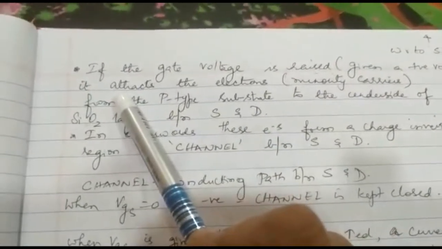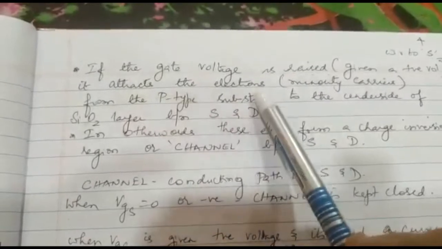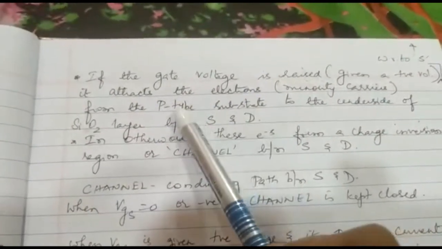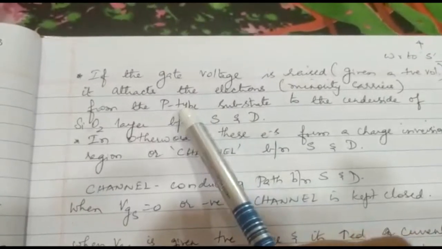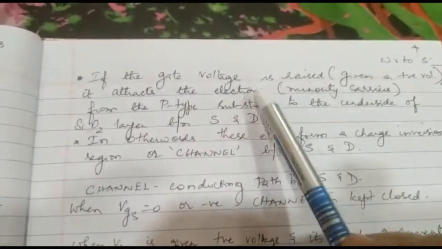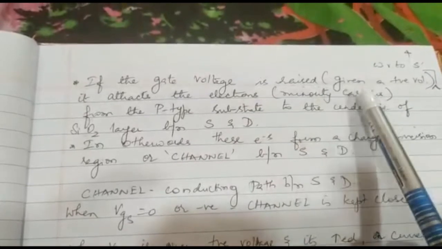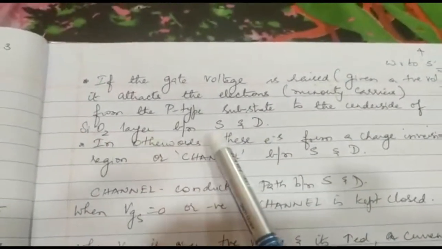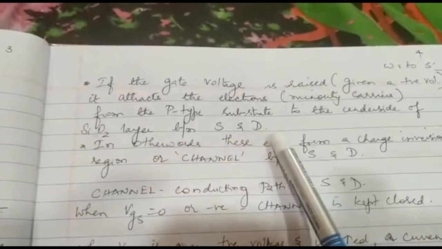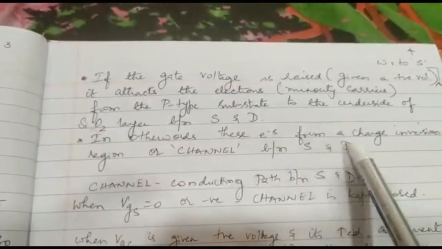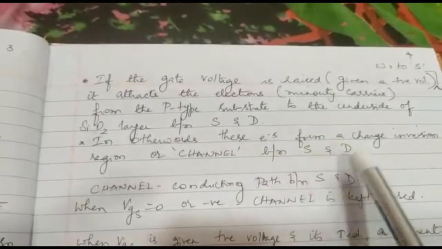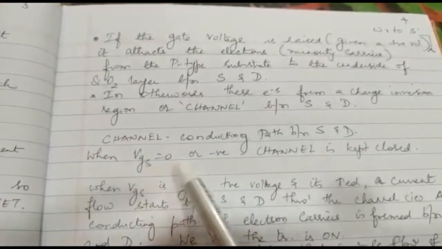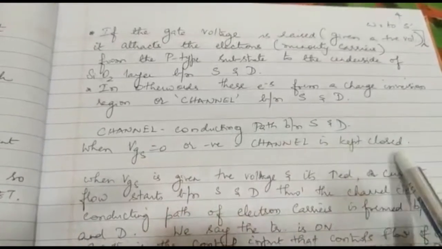So when it is given a positive voltage, it attracts the electrons from the P-type substrate. The P-type has majority carriers as holes and minority carriers as electrons. So the electrons are attracted by the positive voltage naturally to the underside of the SiO2 layer that is between the source and the drain. So these electrons form a channel between the source and the drain. Okay. So now when VGS is equal to 0 or negative, the channel is kept closed.